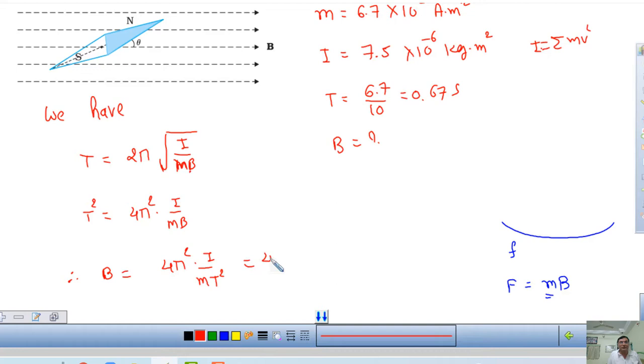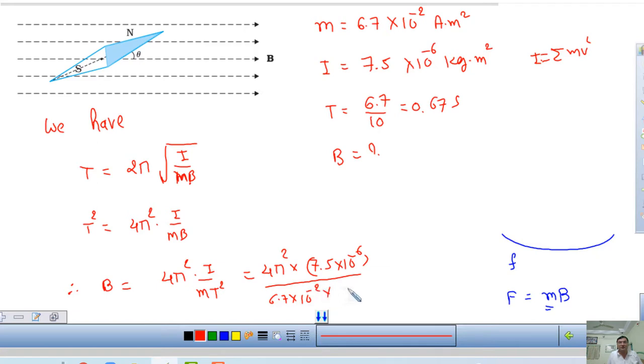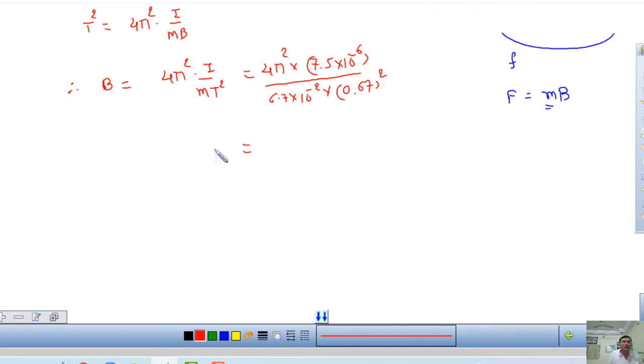So we substitute all these values: 4 pi square into I, that is 7.5 into 10 raised to minus 6, divided by m. M is given by 6.7 into 10 raised to minus 2, and T square is 0.67 square. So you use a calculator and find out. B comes out to be something like 0.1 tesla. So you will get the answer in tesla.